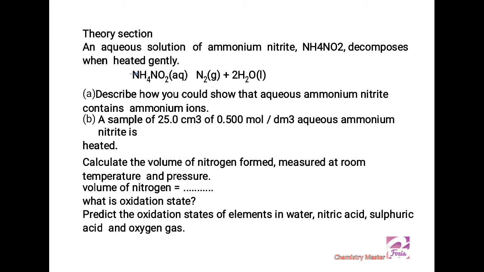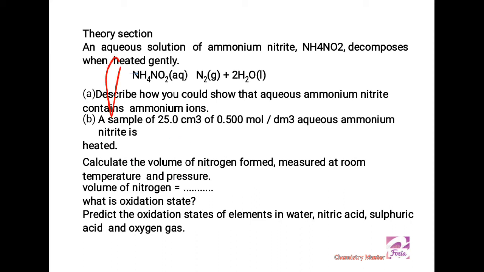The next part is: a sample of 25.0 centimeter cube of 0.500 moles per decimeter cube aqueous ammonium nitrite is heated. So what is given here? This is the volume of the sample and this is the molarity. You are asked to calculate the volume of nitrogen formed. So for this you have to calculate the number of moles of the sample given in 25 centimeter cube. Do you know how you can calculate it?